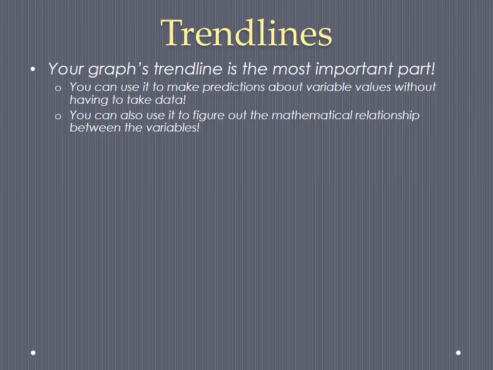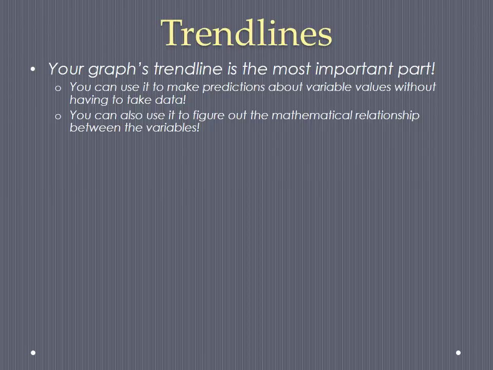So trend lines might be a new concept to you, but it is actually the most important part of a scatter plot graph because it helps you make predictions about other variable values without having to collect more data. In this scatter plot we created on the previous slides, we only measured our distance up to 5 seconds, but we could use a trend line to predict the distance at 6 seconds, 10 seconds, or even 50 seconds without having to collect more data. Our time is precious here.